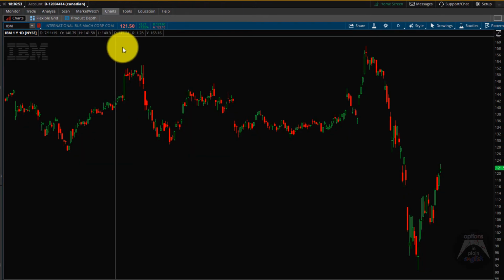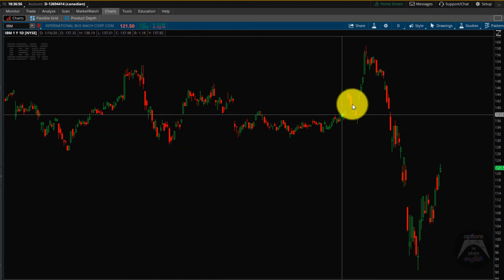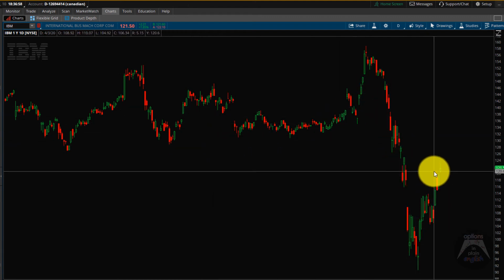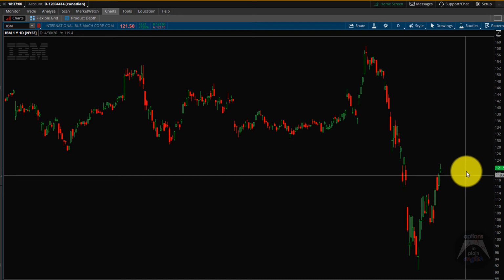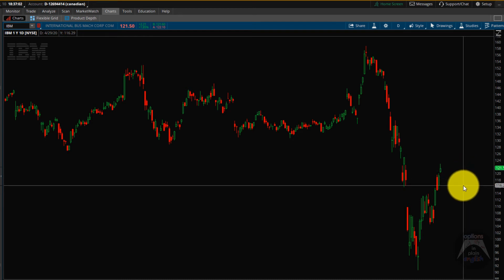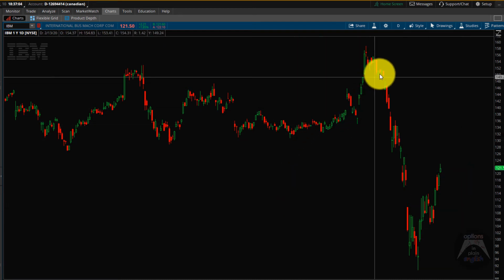So this IBM, this is price chart of IBM. We can see here that it's currently trading at around $121. So every candlestick here is 1 day.